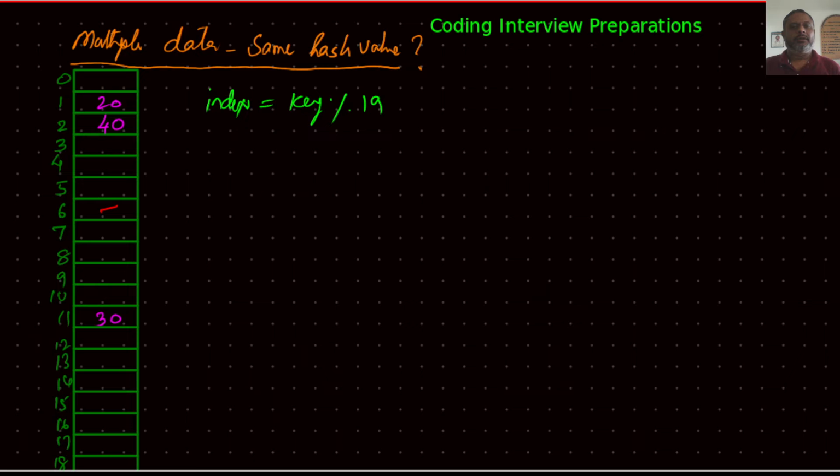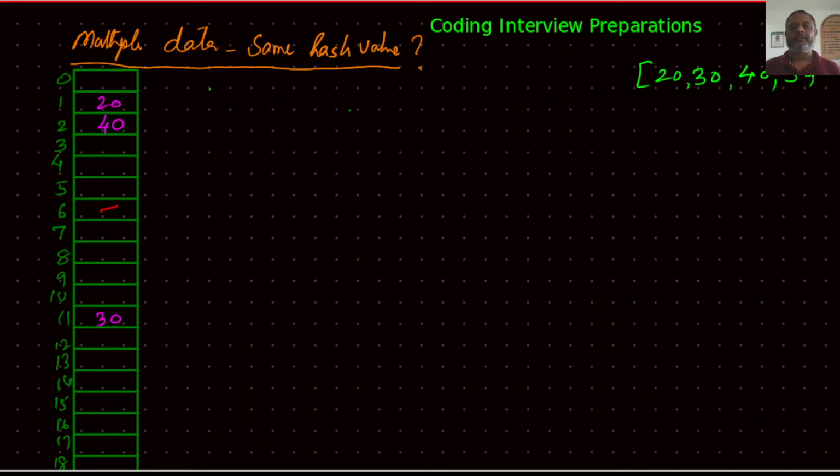Okay, now we have seen in our past example that 20 was included. So 20 mod 19 is 1, so it goes to position 1. Then 30 was included. 30 mod 19 is 11, so it takes position 11. Then we had 40. 40 mod 19 is 2, so we tried to add 39 later.